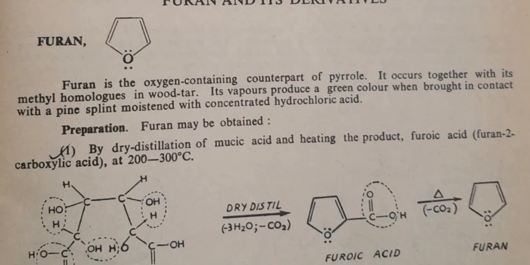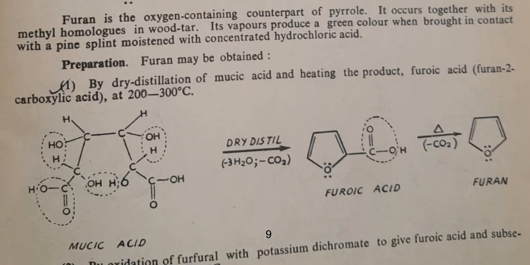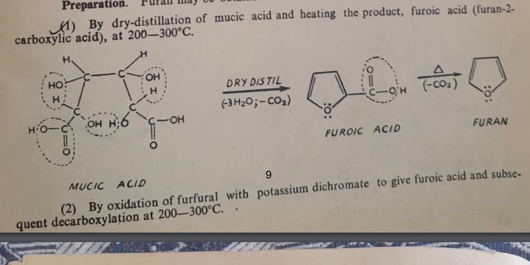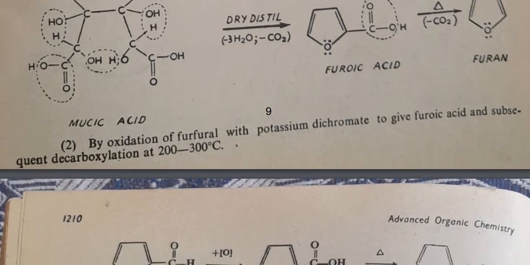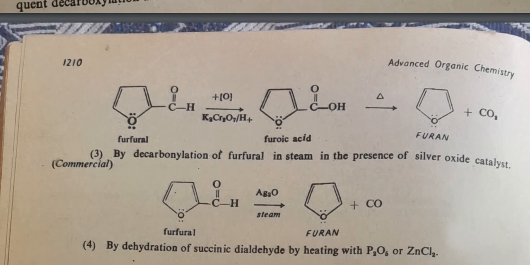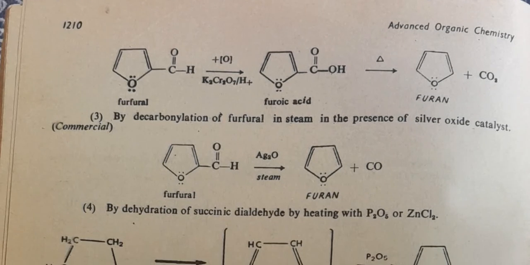Now furan and its derivatives. This is the structure of furan. One carbon of the cyclic system is replaced by oxygen. Now preparation, you can see mucic acid undergoes dry distillation. You will get first furoic acid and finally you will get the furan after decarboxylation. Furfural, on oxidation gives furoic acid, then on heating you will get the furan after decarboxylation.